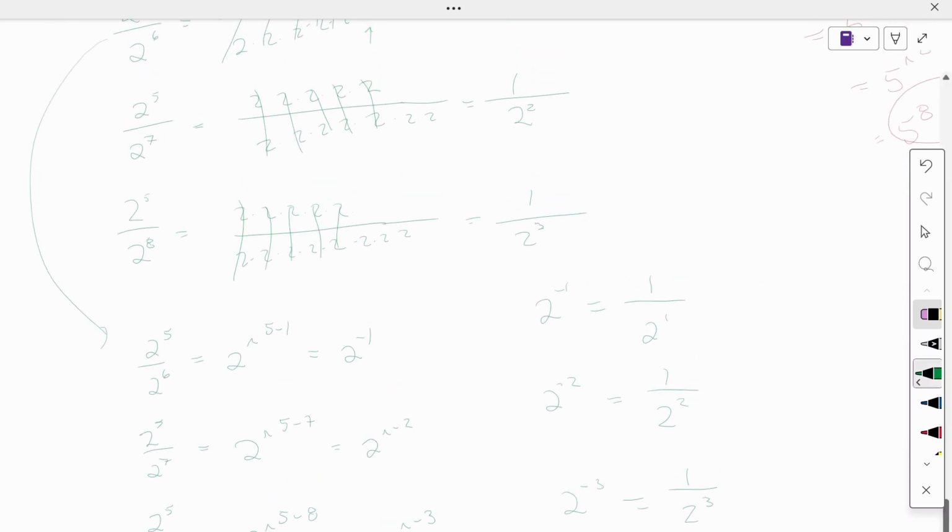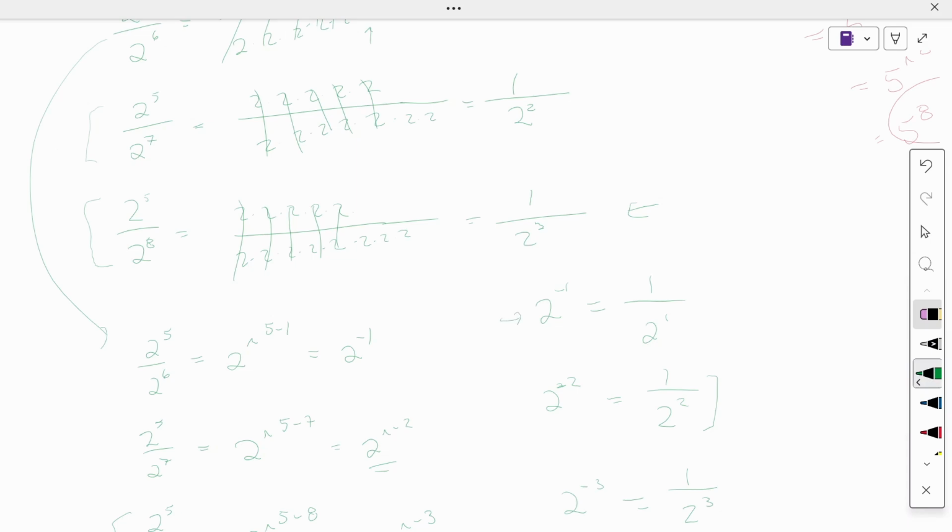Where I'm getting this 1 over 2 cubed was from this initial line, 2 to the 5th divided by 2 to the 8th. So we said 2 to the 5th divided by 2 to the 8th gives you 2 raised to the -3rd power, the subtraction rule. But then also we may say that 2 to the -3rd power is equal to 1 over 2 cubed. And where I'm getting this 1 over 2 squared is that we said that 2 to the 5th divided by 2 to the 7th was the same thing as 2 to the -2. And so I've got 2 to the -2, and that is apparently the same thing as 1 over 2 squared.